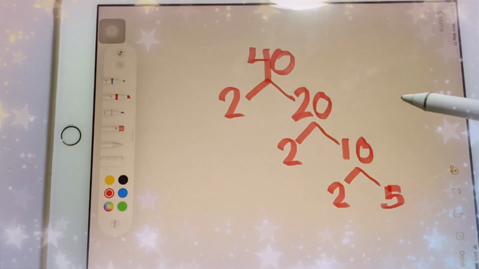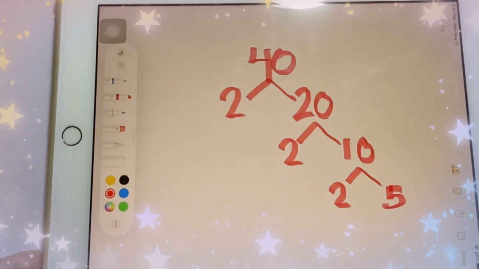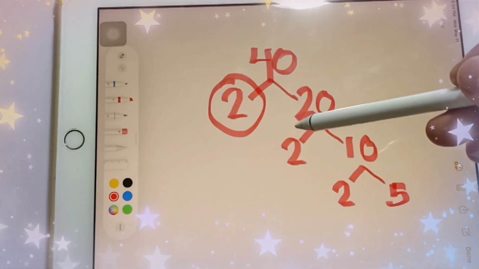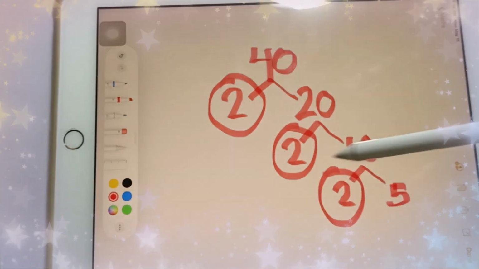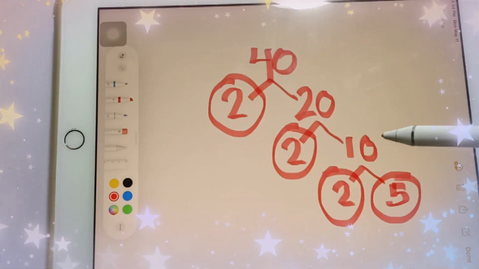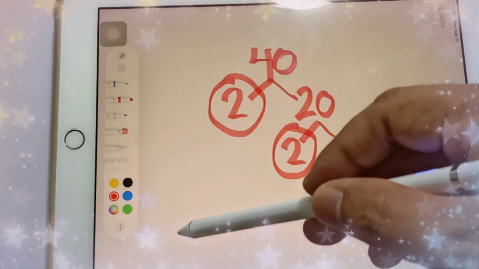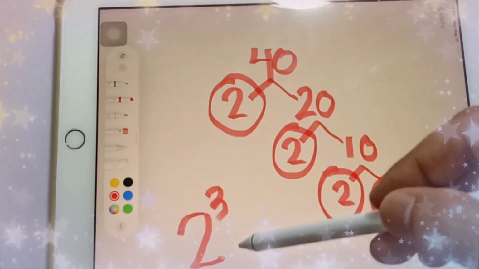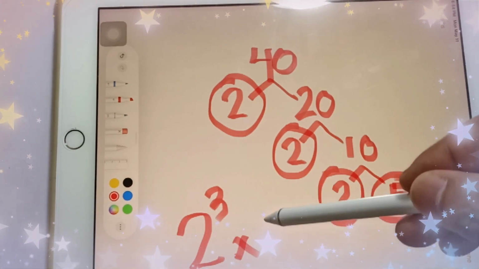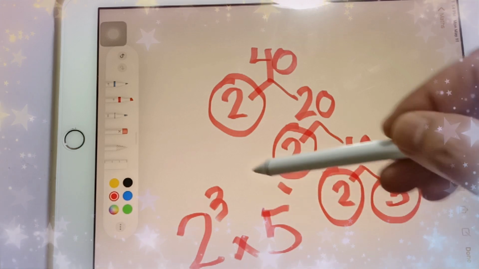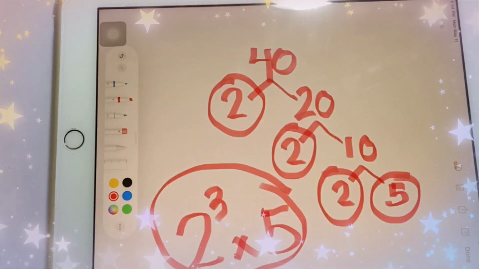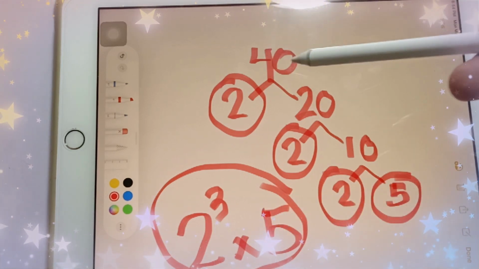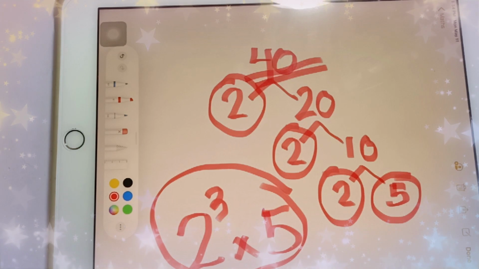So the prime factors of 40 are this one, this one, this one, and this one. That is 1, 2, 3 twos, or 2 cubed times 5, and that is the answer. That is the prime factors of the number 40.